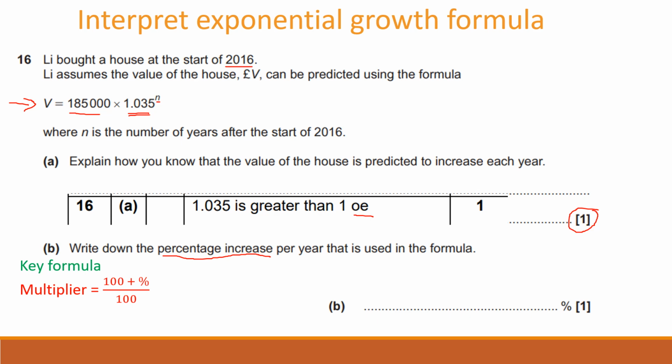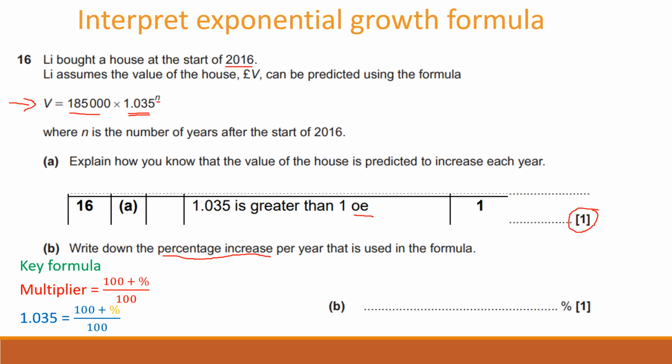Now we're just going to put in the values we know. We know the multiplier is 1.035. So if we replace the multiplier with 1.035, the rest of the numbers stay exactly the same, and we're going to rearrange this formula to find out this percentage, because that's what the question is asking us to do.